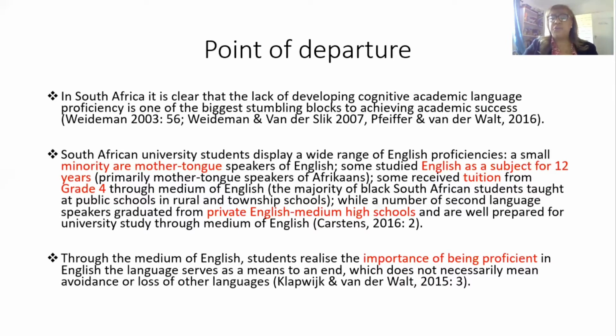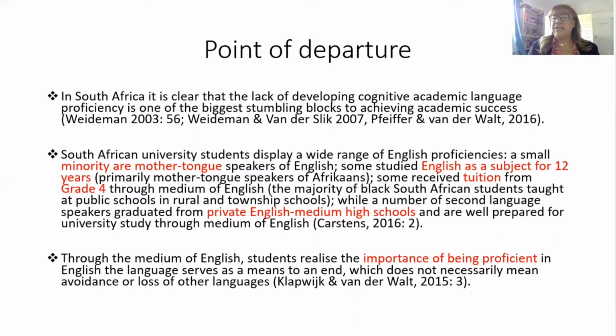Now, in our South African universities, we have a wide range of English proficiencies. There's a small minority that are mother tongue speakers of English. And then some study English as a subject for 12 years, primarily mother tongue speakers of Afrikaans. Then some receive tuition from grade 4, and these are mainly Black South African students that are taught at the public schools in rural and township schools.